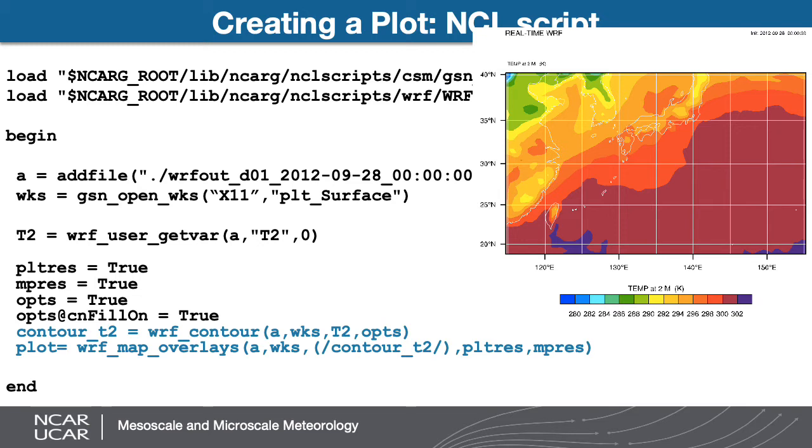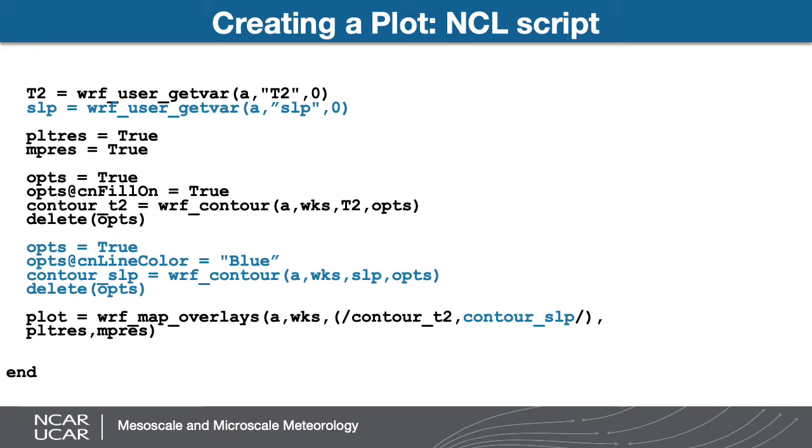And also, what if we wanted to also include sea level pressure contours on top of this map? How we would do that is we would add these lines in blue. So first we'll read in sea level pressure. We'll use WRF user getvar as a diagnostic to calculate sea level pressure. And then we'll set some more plot options. We will set our options for the sea level to a contour line color. So instead of a filled contour, we're going to do line contours, and we're going to say we want to color in blue lines. We're going to use WRF contour again to make a contour sea level pressure.